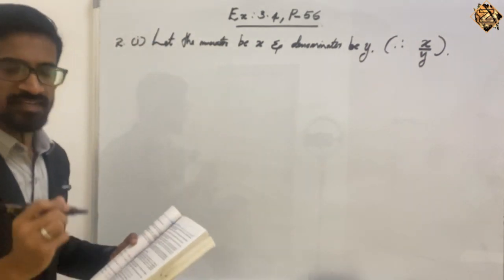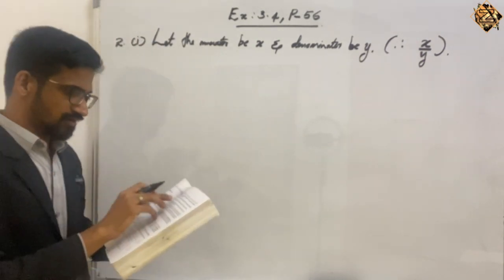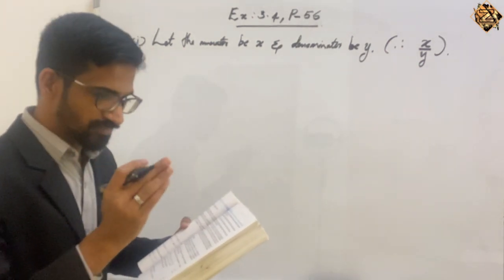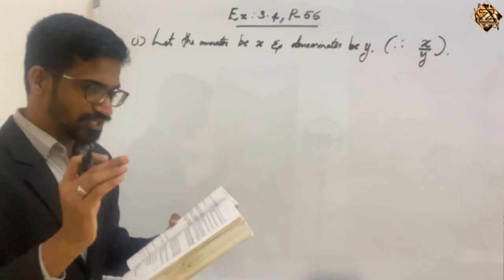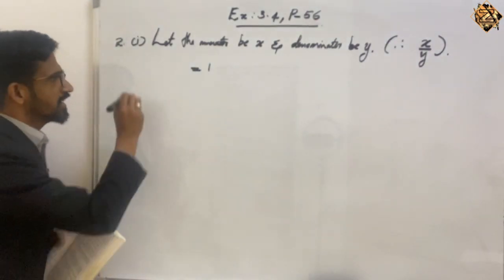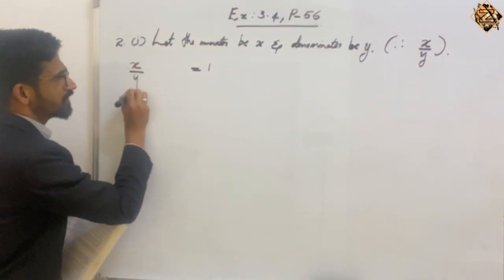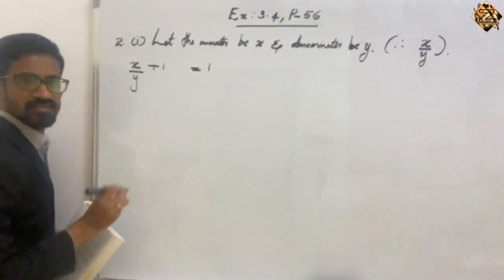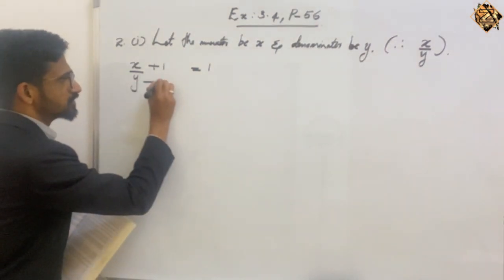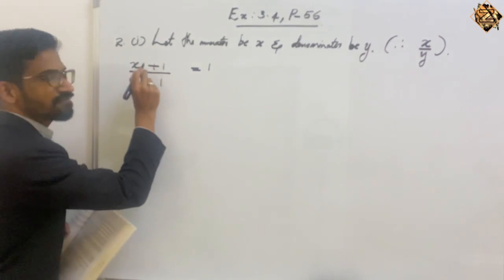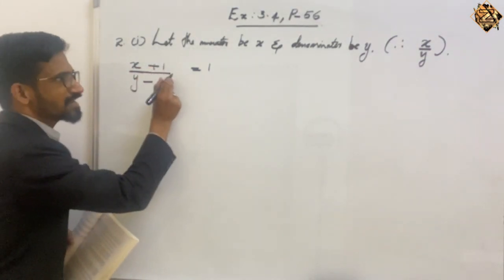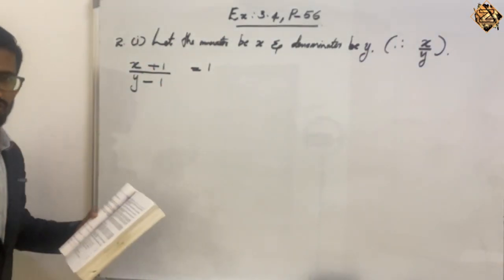In the question it is given that if we add 1 to the numerator and subtract 1 from the denominator, the fraction reduces to 1. The fraction reduces to 1 when, with the fraction, we add 1 to the numerator and subtract 1 from the denominator. This is the first condition.